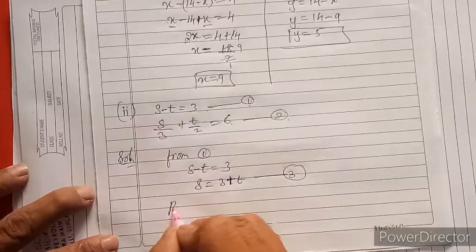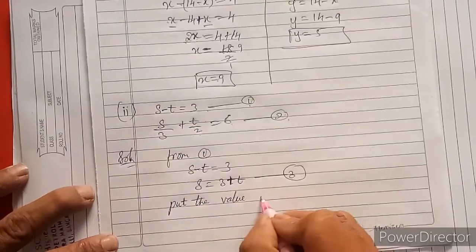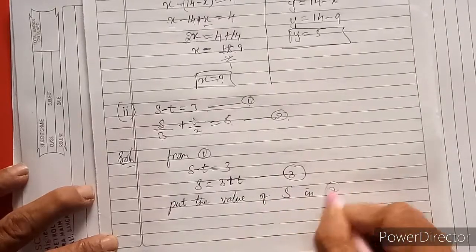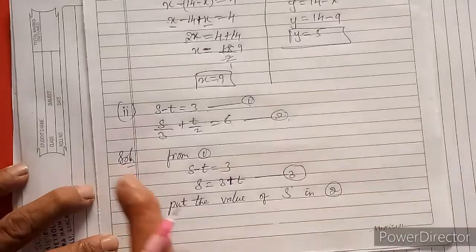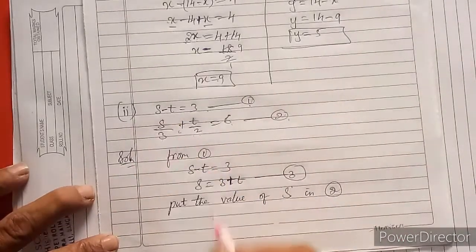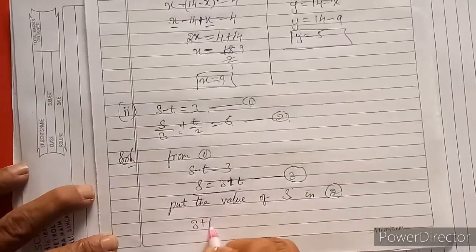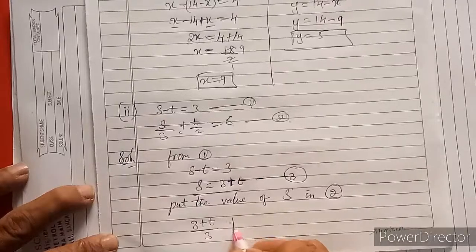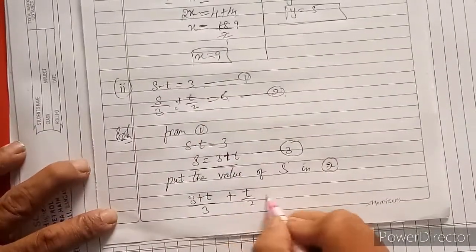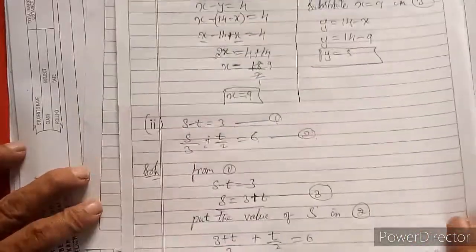So put the value of s, which we have taken from equation 1, into equation 2. What is equation 2? s is (3 plus t) divided by 3, plus t by 2, is equal to 6. Right? Next, I will write this on the next page.